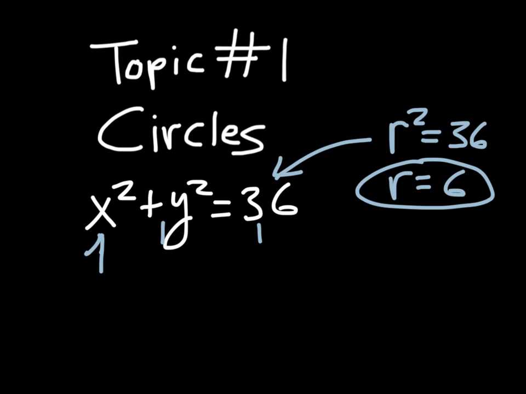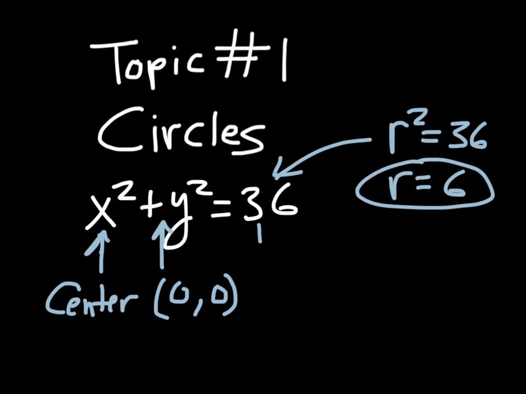These x's and y's here can help tell us what the center of the circle is going to be. And if there's no number being added or subtracted to the x and the y, the center is just simply 0, 0.